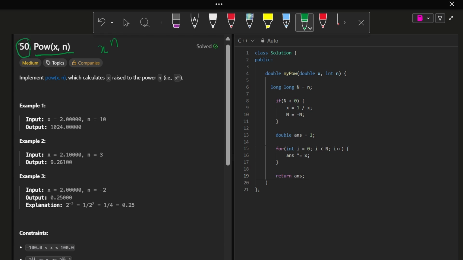And it is LeetCode number 50. The question states: implement pow(x, n), which calculates x raised to the power n. This is a simple thing that you can understand. Suppose they are asking 2 power 10. In general, how can you calculate it? 2 into 2 into 2, and so on, 10 times.